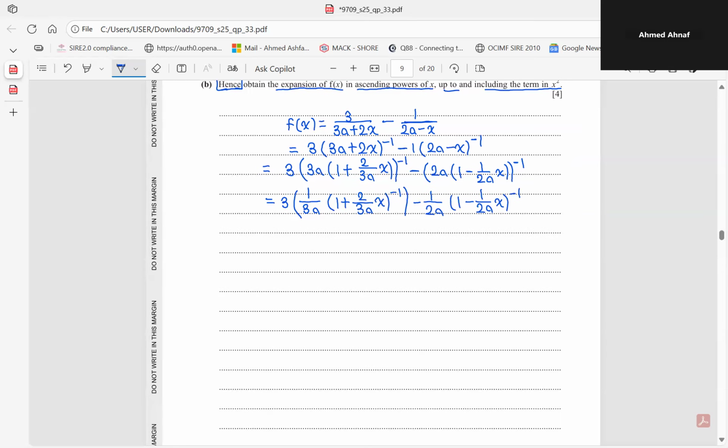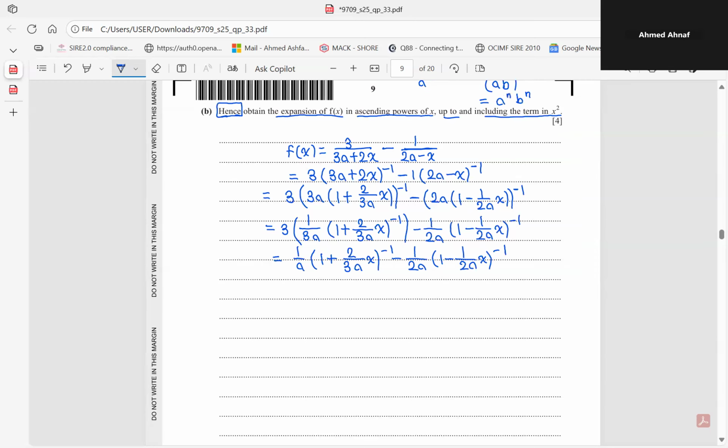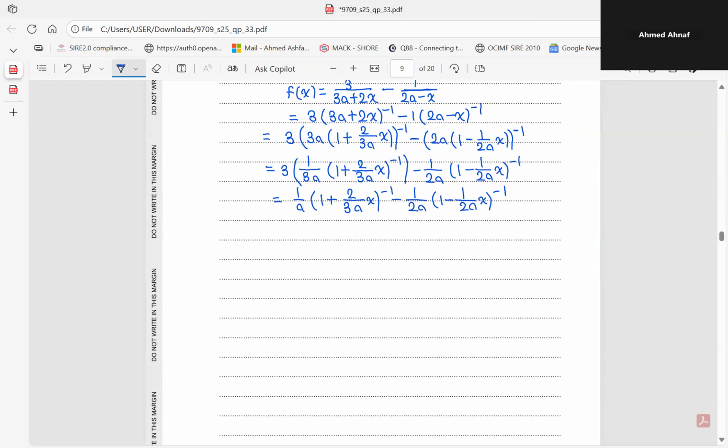All right, so 3 times 1 over 3a, that is 1 over a, times 1 plus 2 over 3a x to the power of -1, minus 1 over 2a times 1 minus 1 over 2a x to the power of -1. Okay, so now we're ready to expand since the constant term is 1.